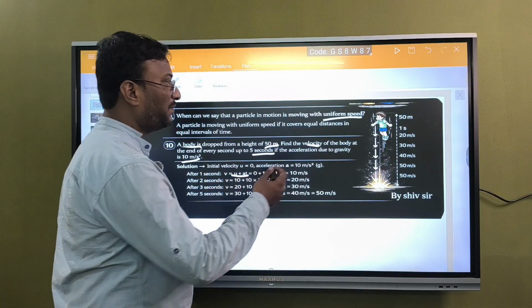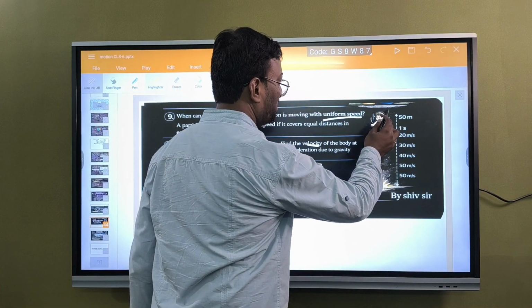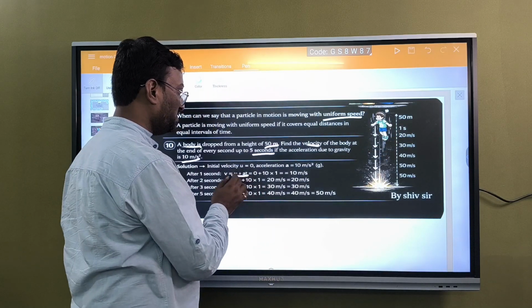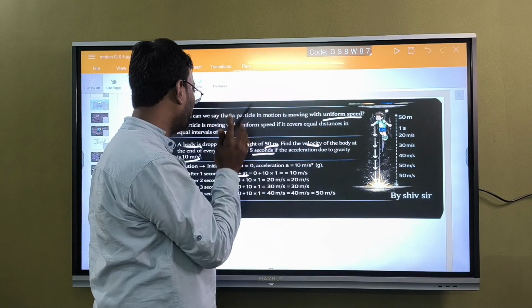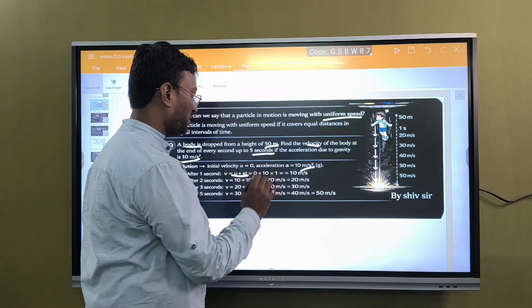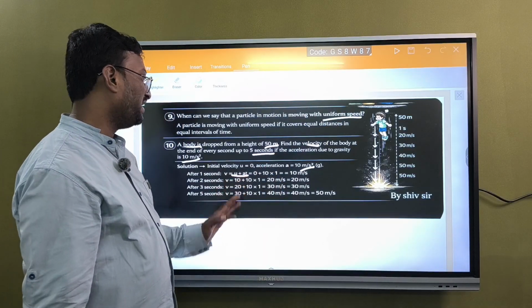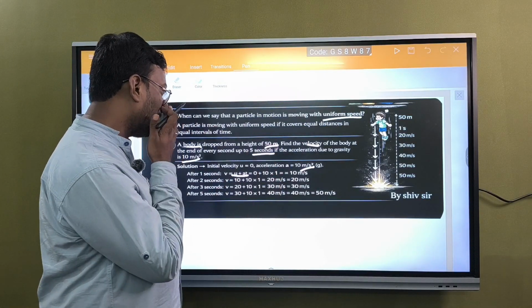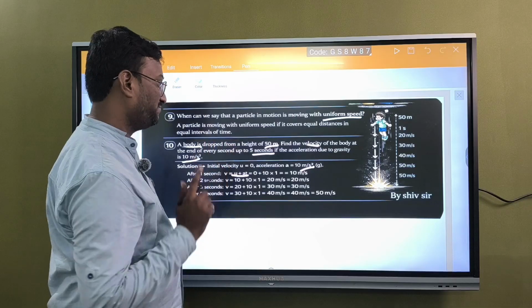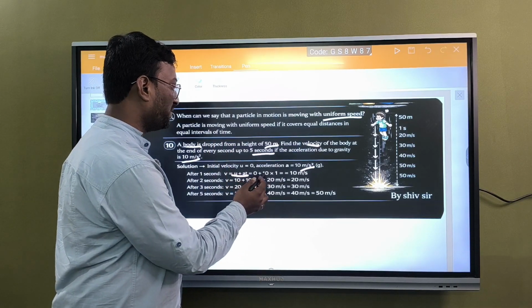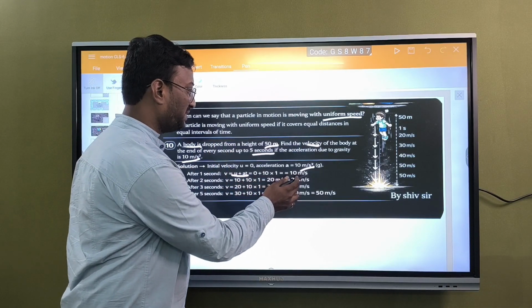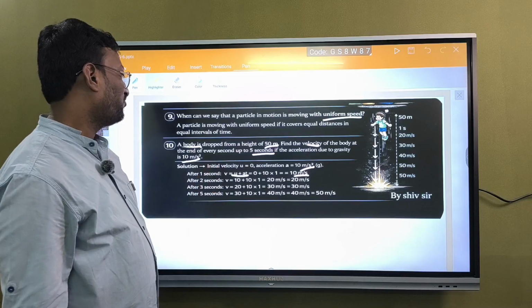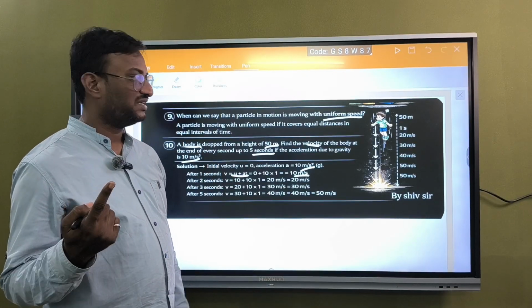See, initially the body will be at rest, so the initial velocity u is 0. The acceleration is given in the problem, that is 10 meter per second square. v is equal to u plus at. The time is 1 second, so that is 0 plus 10 into 1, that is 10 meter per second, the velocity after 1 second.